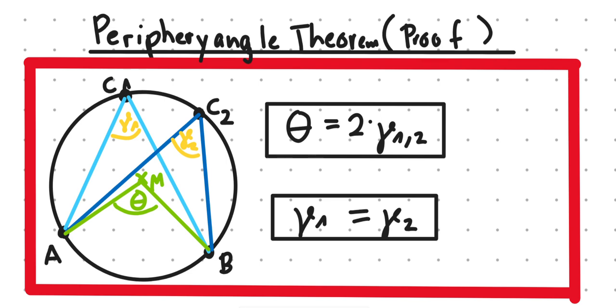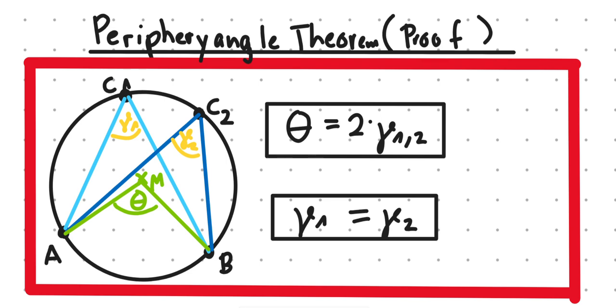The first video was talking about the equation that gamma 1 is equal to gamma 2, and that it doesn't really matter where C1 and C2 are inside of the segment AB. In this video I'm going to talk about theta, and I'm going to prove that theta is the doubled amount of any gamma 1, gamma 2 or gamma n. Now to prove this we have to take a look at the first example.